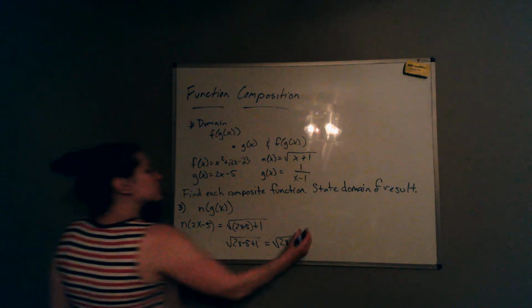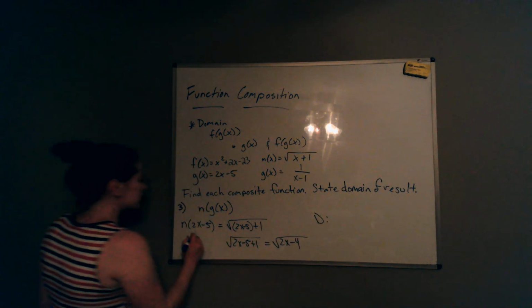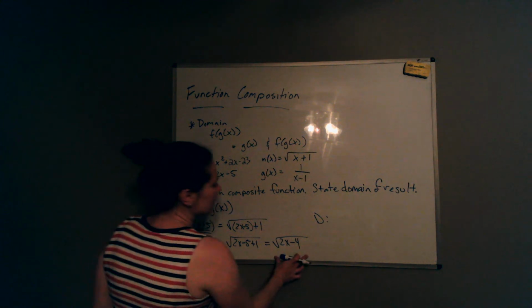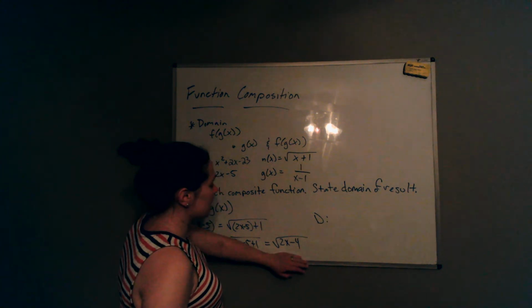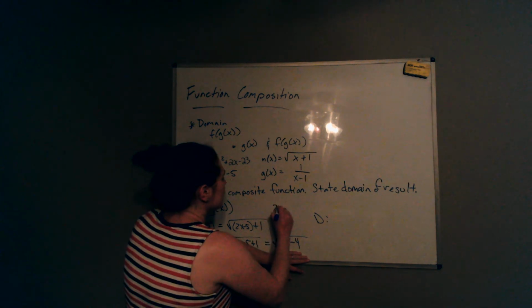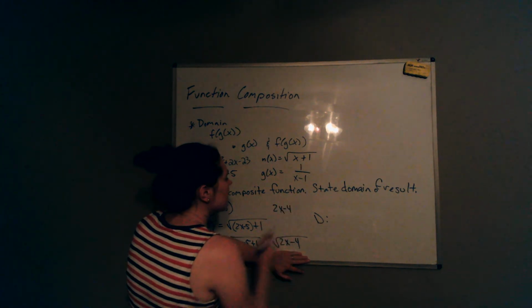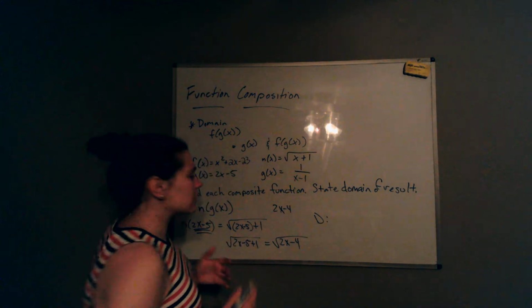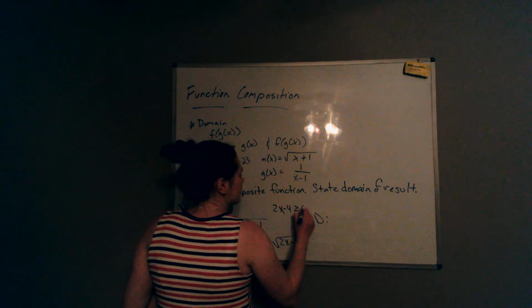So now we just check for our domain restriction. So was there a domain restriction for g of x? No. But now, do we have any domain restrictions here? Yes, because we cannot have a negative under the radical. So we have to make sure that 2x minus 4 is never negative. It can be anything but a negative number. So that means that it can be greater than or equal to 0.